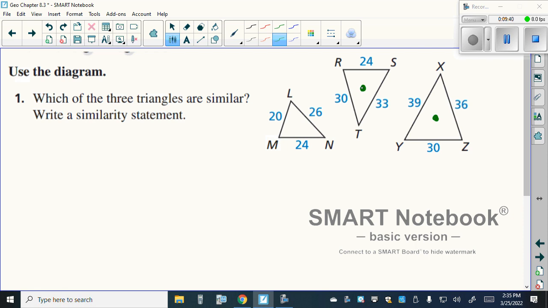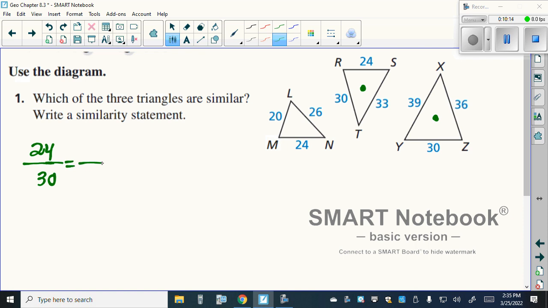Okay, so we'll look at XYZ and RST or RTS. Now looking at these 2 here, we need to pick one side from one of them to go on top. Which one do we want? RS, which is 24. Now on the triangle, is 24 the smallest, biggest, or in the middle? Smallest. So for XYZ, which side is the smallest? ZY, which is 30.